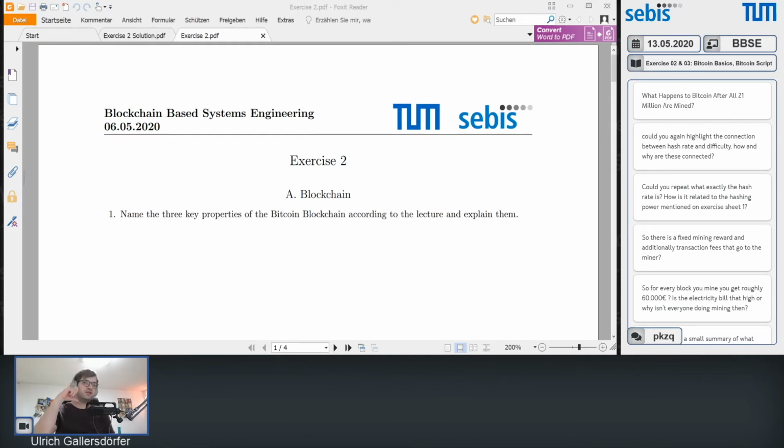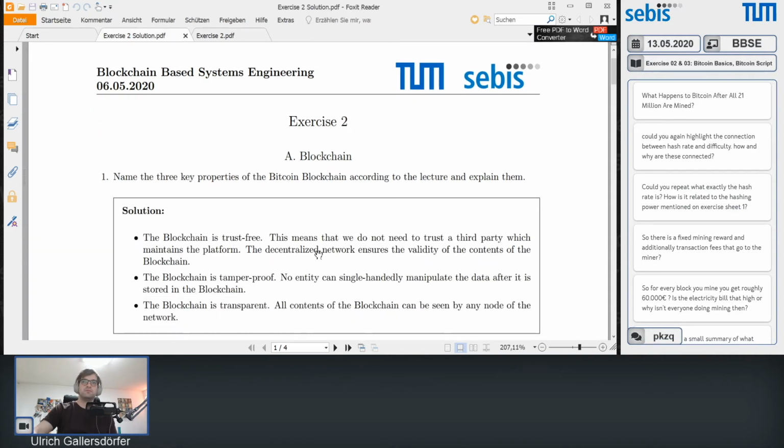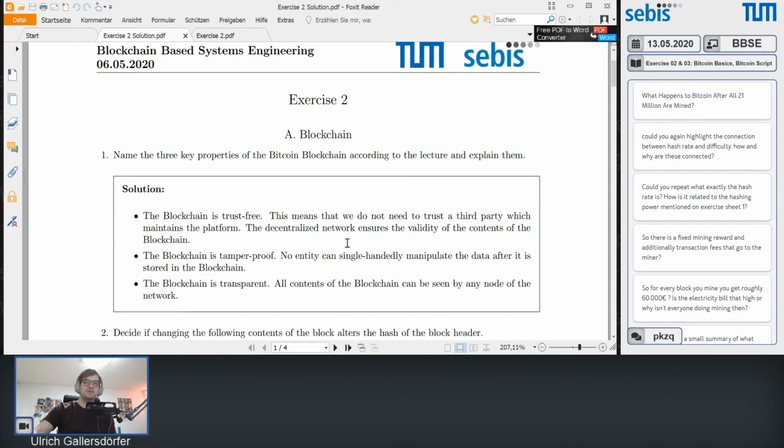There are some public chains out there which hid the first 100 blocks. No one knows what happened in these first 100 blocks because the owners kept them to themselves. And that's obviously a very bad practice. So transparency is a very important point because you want to be able to understand all the contents here. So trust-free, tamper-proof, and transparent.